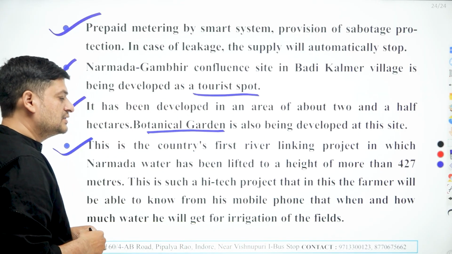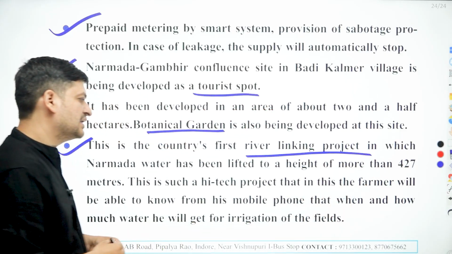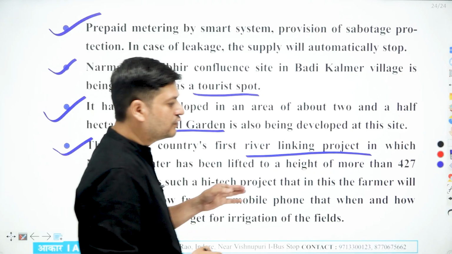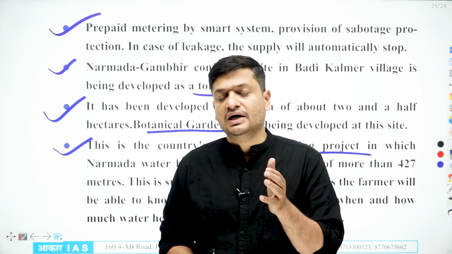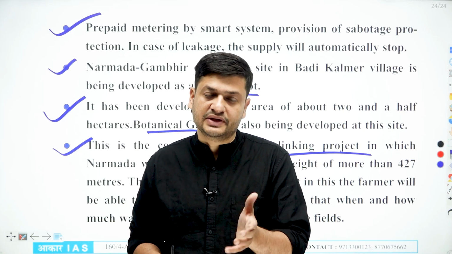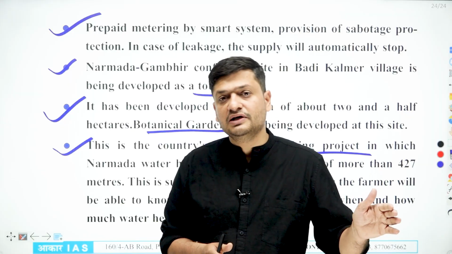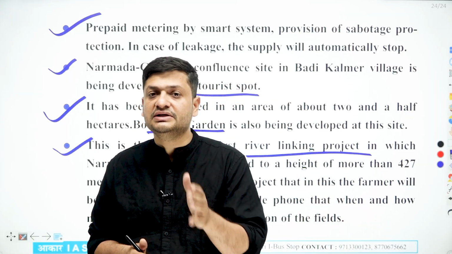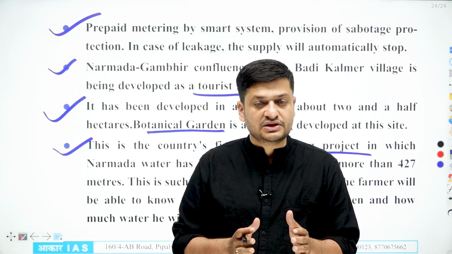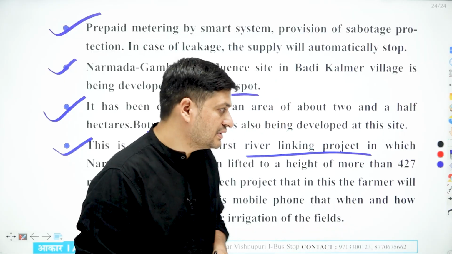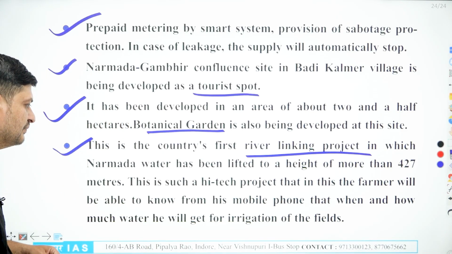Next, it is the first river linking project in which the Narmada has been lifted to a height of 427 meters. It is a path-breaking incident, an engineering marvel. The project is so successful that the water has been lifted to a height of 427 meters, not with the help of canals, but with a dedicated pipe system and pumps.